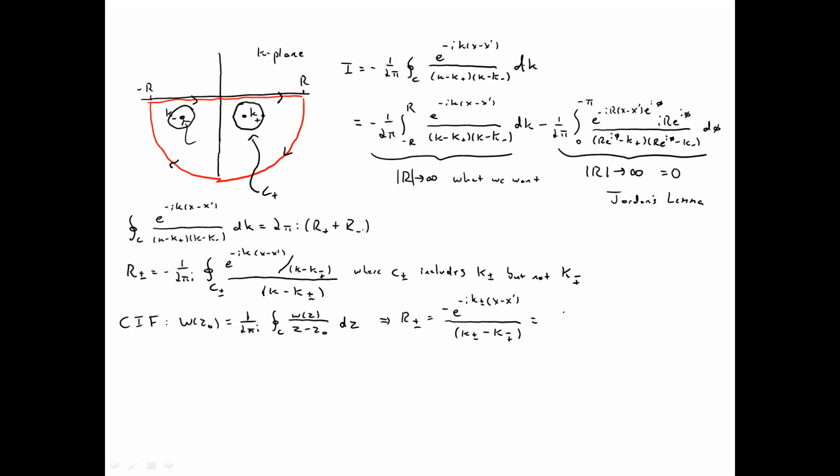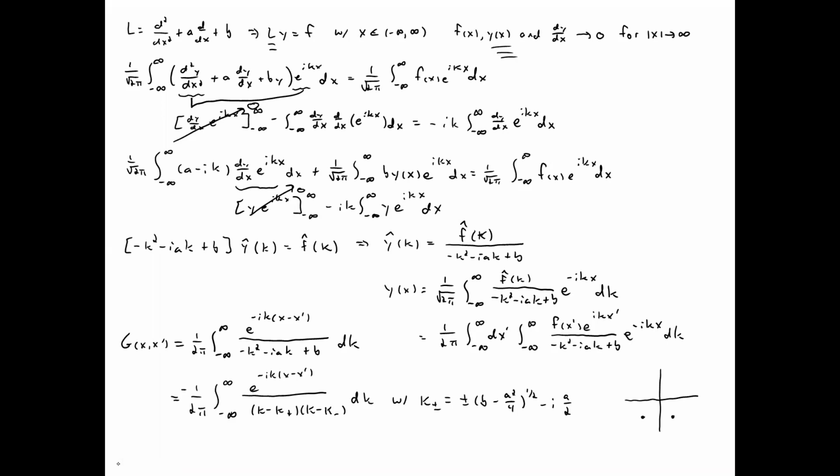Now, if I massage that a bit more, I can get that into the following form: minus plus 1/2 e to the minus. And now what I'm going to do is substitute back in what this k plus and k minus were defined to be. So I'm going to get e to the minus a over 2 x minus x prime, e to the minus plus square root of b minus a squared over 4 times x minus x prime, all over the square root of b minus a squared over 4. Okay. We're just using these definitions here.